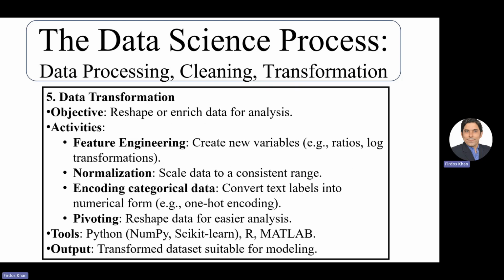Data transformation. This is also, I will say, one of the most important steps in data processing. The objective is to reshape or enrich data for analysis, and the activities include feature engineering: create new variables, for example ratios, log transformation, maybe square root transformation, or inverse transformation, etc. That is also called feature engineering in machine learning and the data science process.